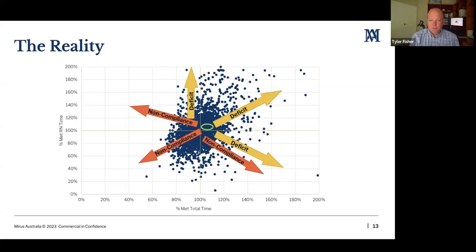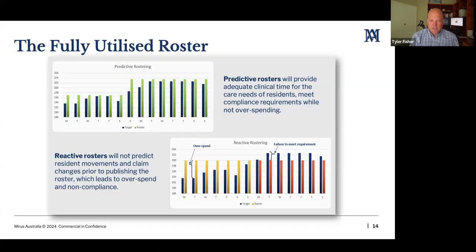So what can we do to manage this? How can we take control of our claiming and rostering to achieve sustainable compliance? The next slide is the first lever. It's the fully utilized roster. Whether you're able to draw on a casual pool or you have a real sweetheart rate with an agency, or more likely you have neither of those things.